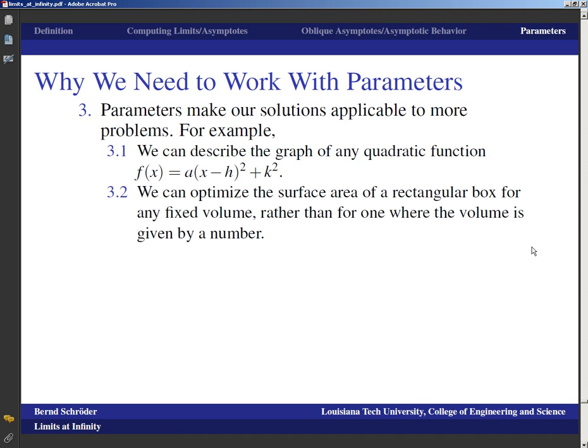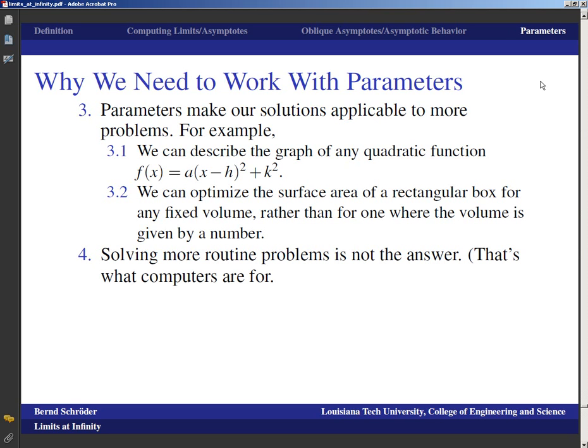You can also optimize the surface area for rectangular boxes with given volume, with a fixed volume v, rather than for something where you just have a number. That way you can solve multiple problems at once. And again, solving more routine problems really is not the answer. In order to get used to working with parameters, in order to get accustomed with the stuff that we're working with in physics, the best thing to do is to just work with parameters, work with non-routine problems.